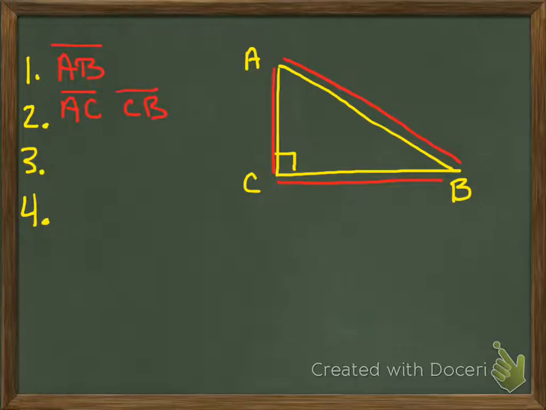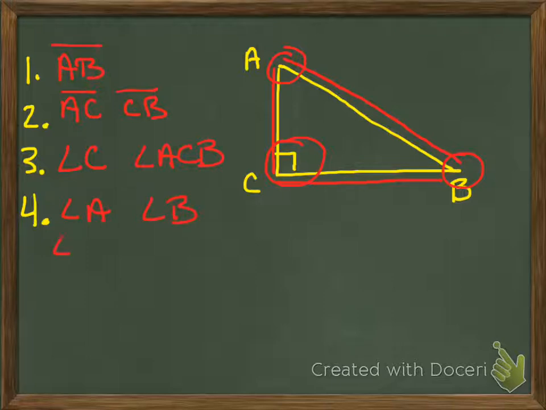The third one is asking you for your right angle. This is your right angle, so that is angle C. Or you could also do angle ACB. And then 4 are your acute angles. So if you have a right triangle, your other two angles are your acute angles. So you could do angle A and angle B, or it could also be angle CAB and angle CBA. Alright, so that's fairly simple. I think you guys got that.